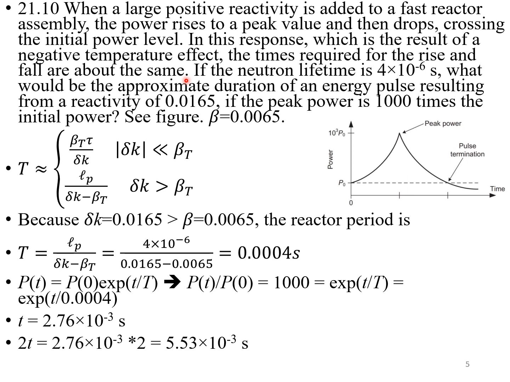0.0165? If the peak power is 1,000 times the initial power, then the beta is equal to this value. So in general, the question is what would be the approximate duration of the energy pulse resulting from a reactivity of this value?